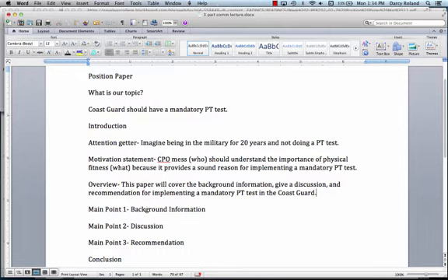So if I were to give a speech on this, it would be something like, imagine being in the military for 20 years and not doing a PT test. The Chief Petty Officer Mess should understand the importance of physical fitness because it provides a sound reason for implementing a mandatory PT test. Today I'm going to explain the background, give a discussion, and provide a recommendation for implementing a mandatory PT test in the Coast Guard.